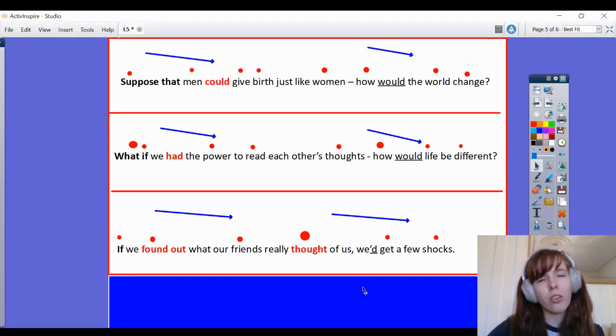Okay, so let's start backwards. Get a few shocks. We'd get a few shocks. So make sure you're using the contraction, okay? Not we would. We'd. We'd get a few shocks.